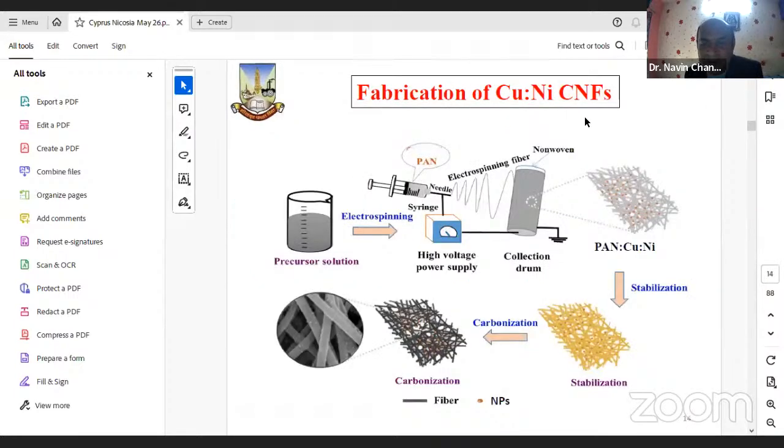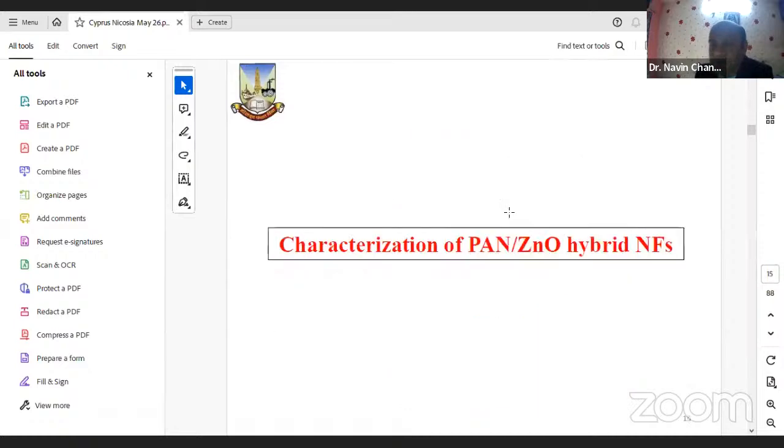This is the fabrication of copper nickel carbon nanofibers. We have used copper nitrate and nickel nitrate. Then we transfer the entire solution; an in situ technique we have used. After the in situ technique, the copper nickel nanoparticles we have are transferred into the polyacrylonitrile solution, and we draw the fibers of copper nickel carbon nanofiber. This is the way the carbonization process was followed. After complete carbonization, the nanofibers are converted into carbon nanofibers.